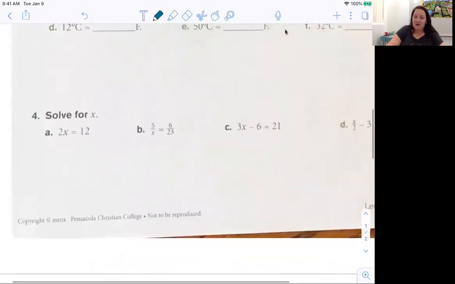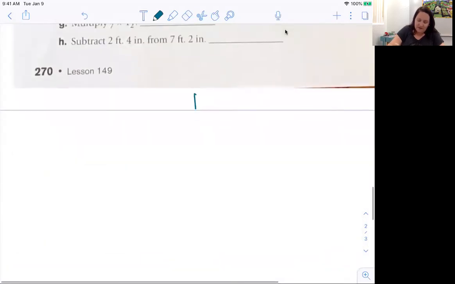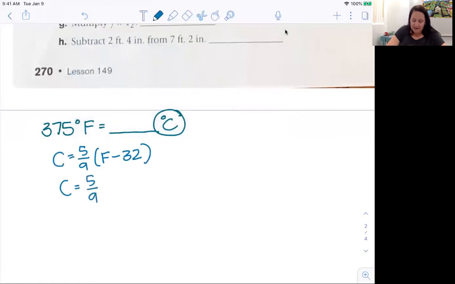I'm going to come down here and work it down here real quick. So we have 375 degrees Fahrenheit equals how many degrees Celsius? And we're converting from Fahrenheit to Celsius. We have to use the C formula. It's the same formula we've been using. C equals 5/9 times F minus 32. Okay. C equals 5/9 times 375 minus 32.